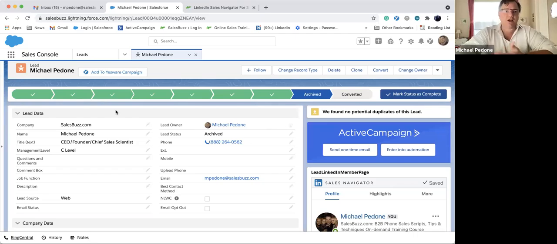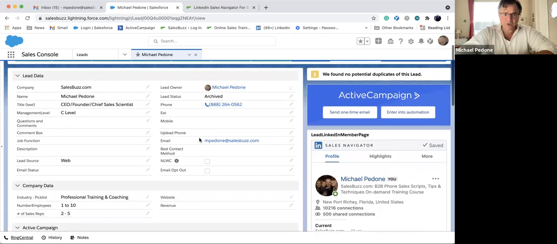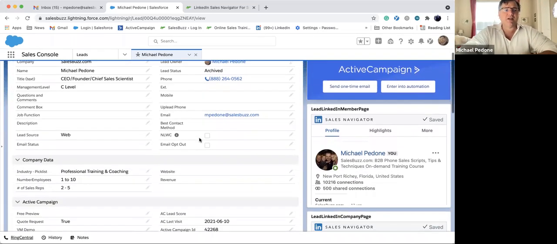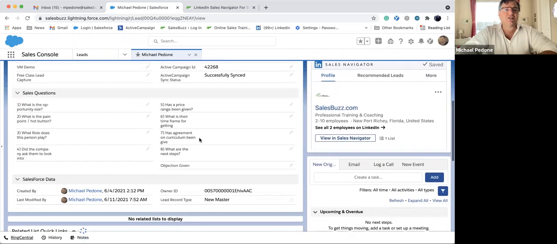So here I have my account pulled up. I have a lead of myself in here in Salesforce to use as this example. And if you scroll down here, you're going to notice it says sales questions.